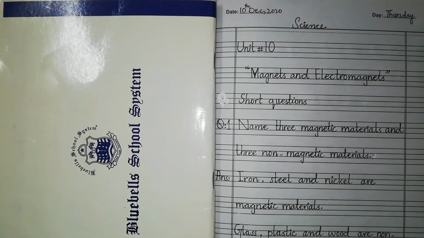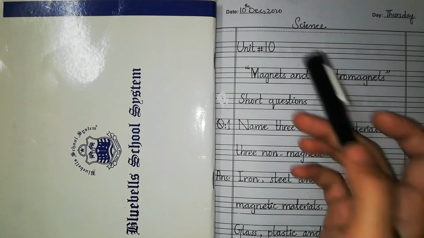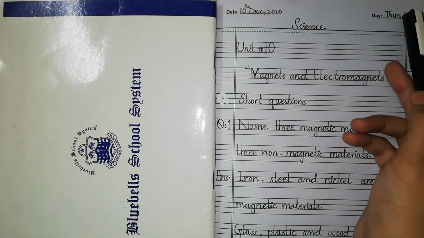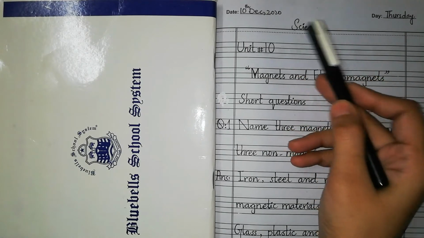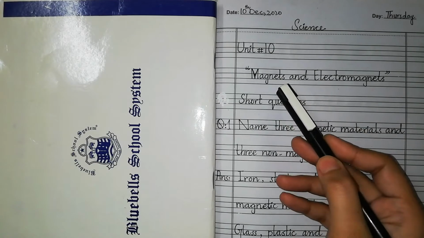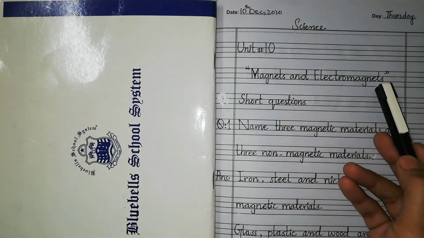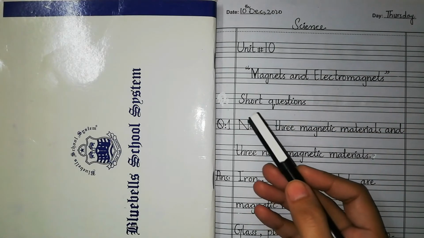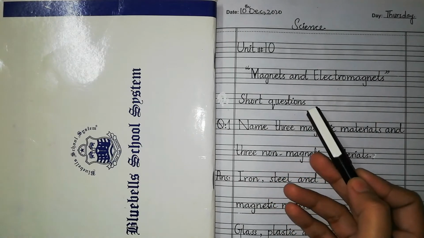Students, it's science lecture. So open your science notebooks. Write date, day and classwork. You will write here classwork. Unit number 10, magnets and electromagnets. Students, today we will do the short questions.